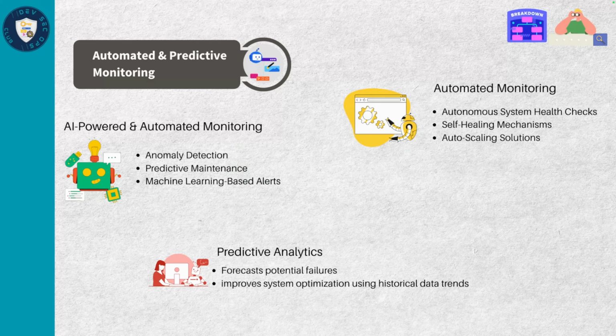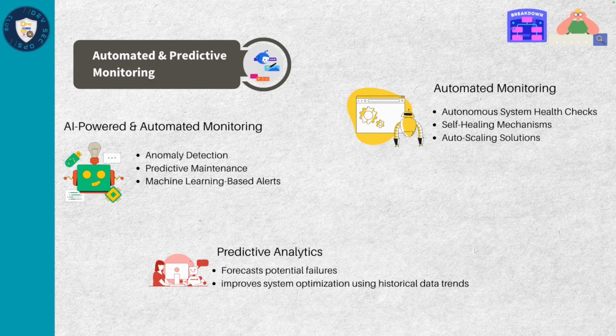This is the summary about automated and predictive monitoring, which is shaping the future of IT monitoring. By leveraging AI, automation, and predictive analytics, businesses can prevent issues before they occur, optimize performance, and reduce operational costs. So that's about automated and predictive monitoring.